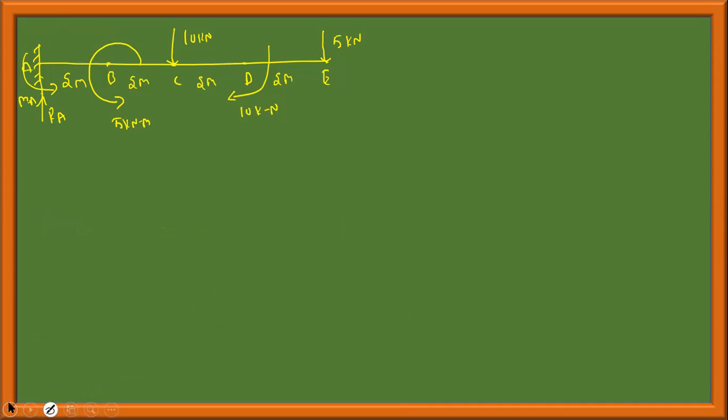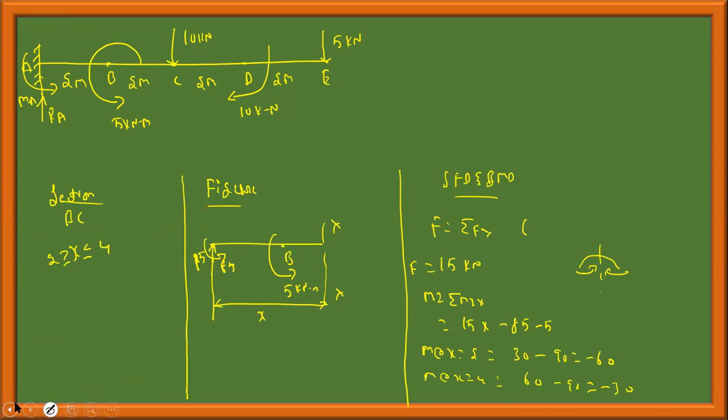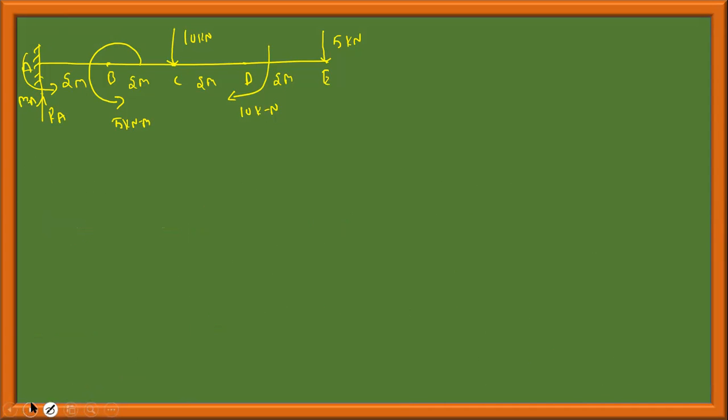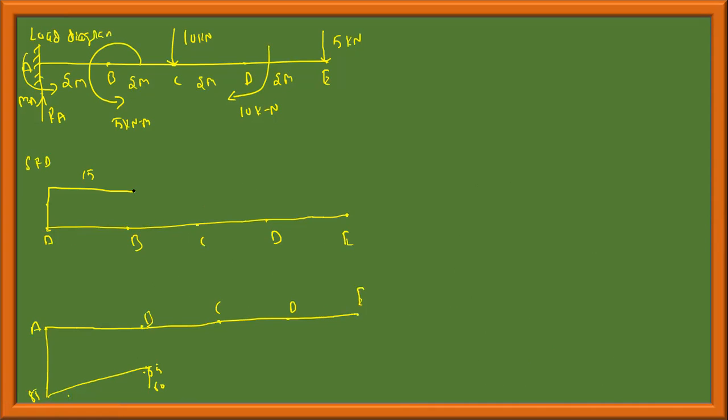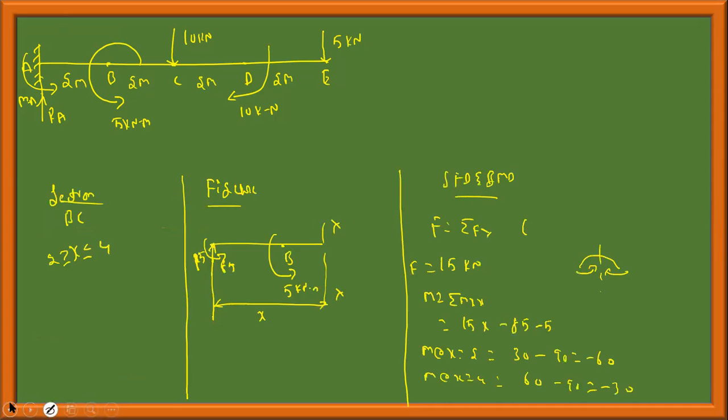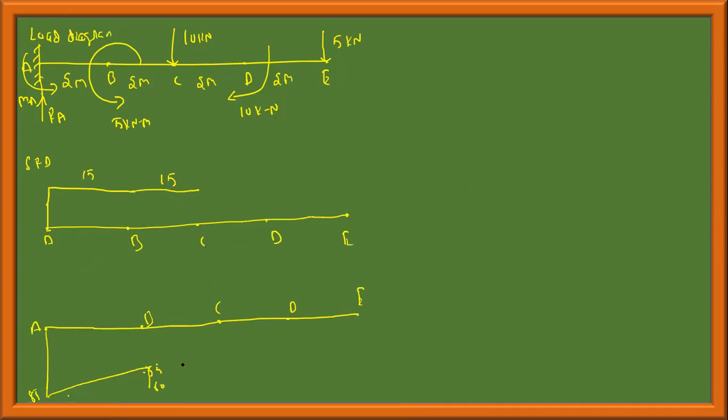Let me write the shear force first. Shear force is 15 kilonewton constant. B to C section, 15 kilonewton. Shear force constant, bending moment linear. Linear of magnitude how much? Minus 30. Constant, linear. Sudden jump.